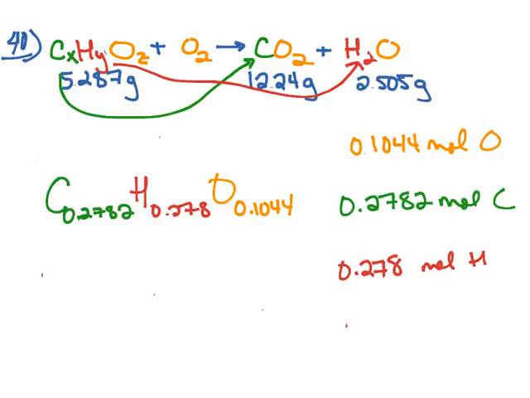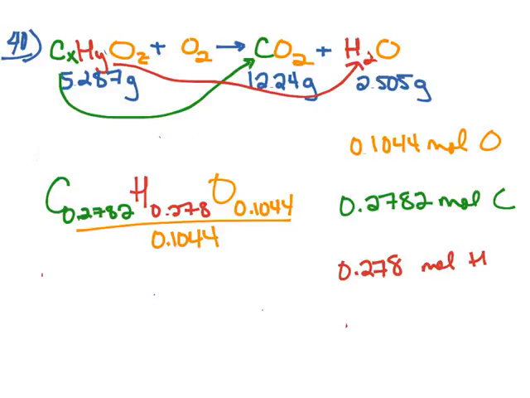Now, this is not the way we're used to seeing formulas, nor is this the convention for writing formulas. We write our formulas with simplest whole numbers. So we've just got to do some manipulation to get these into whole numbers. And in order to do that, I'm going to divide each of these by the smallest value, which in this case is 0.1044. When I do that, a lot of the times I'll get into whole numbers right away. But if I don't, I might have a little further manipulation to do.